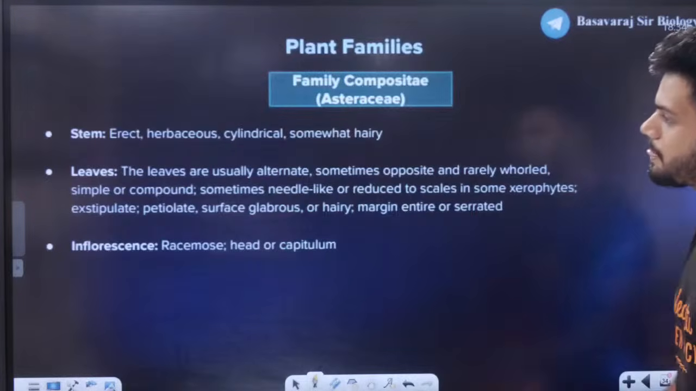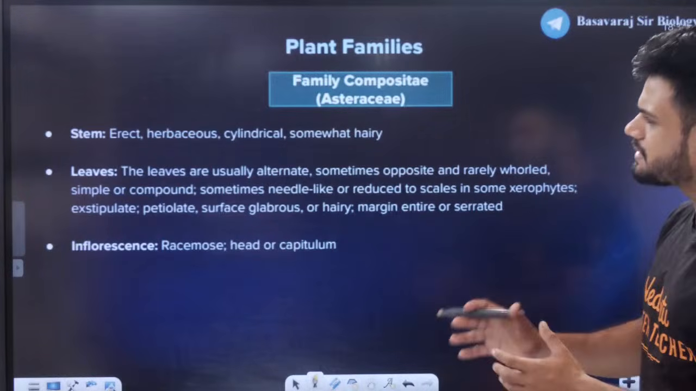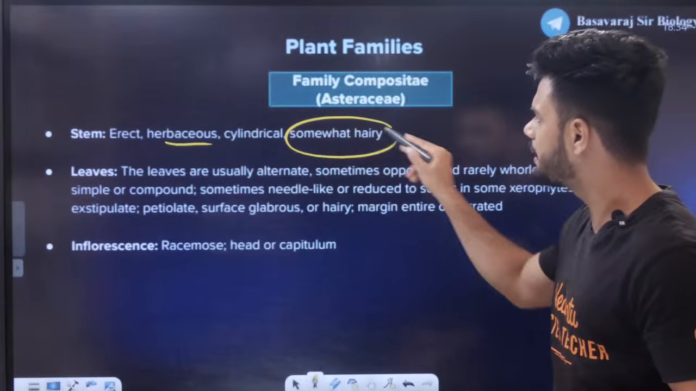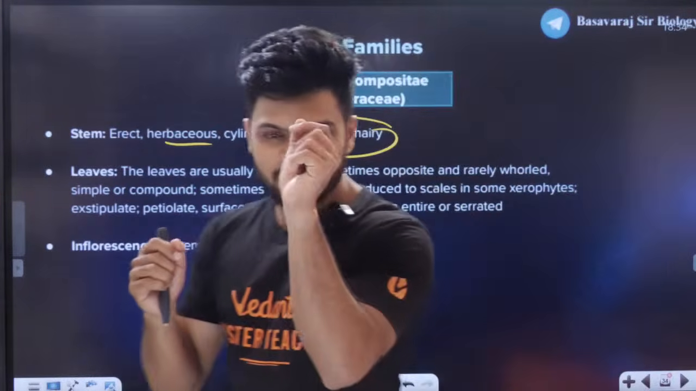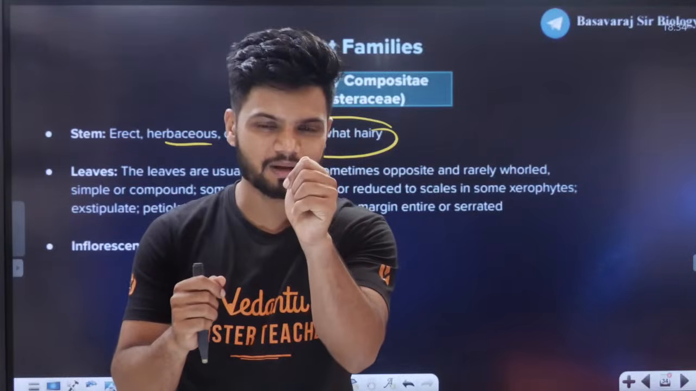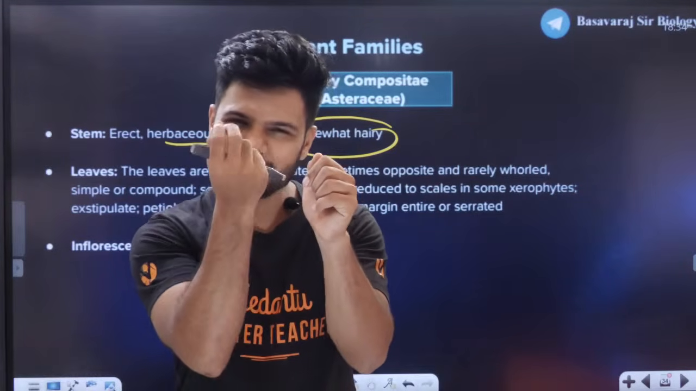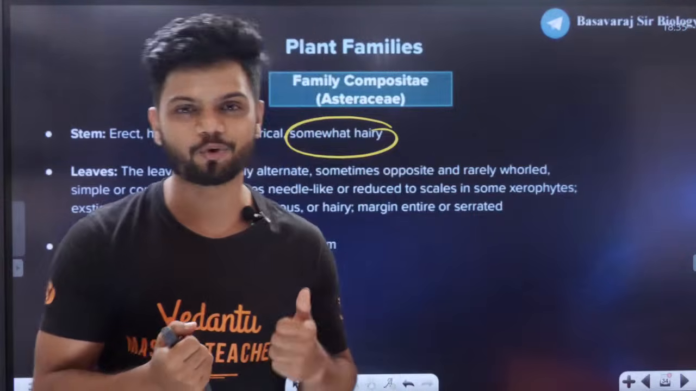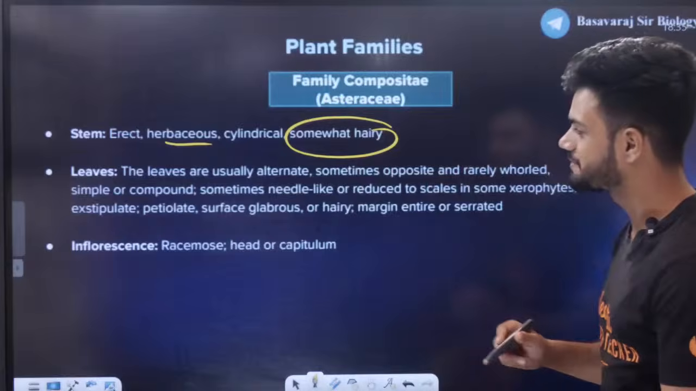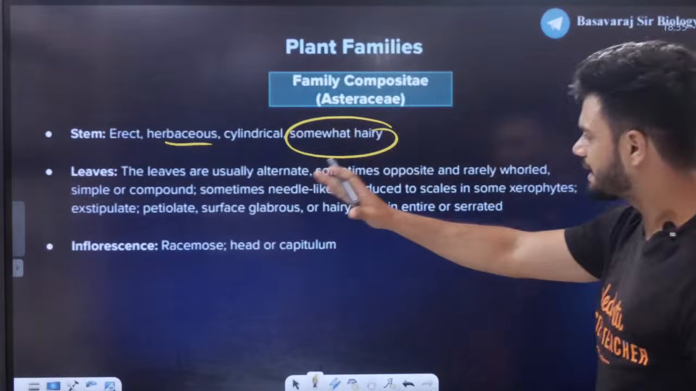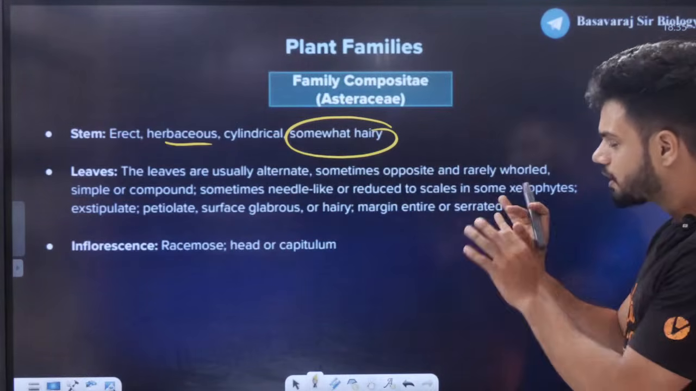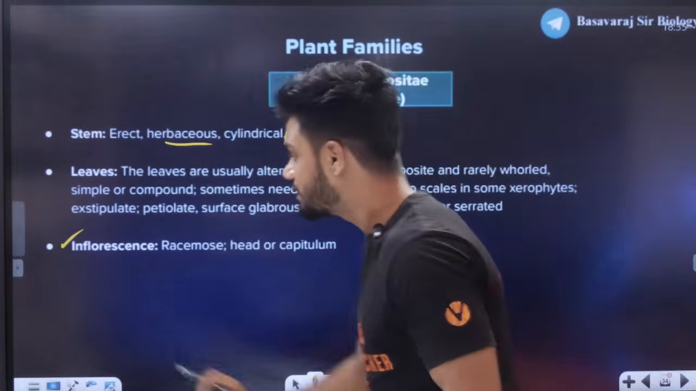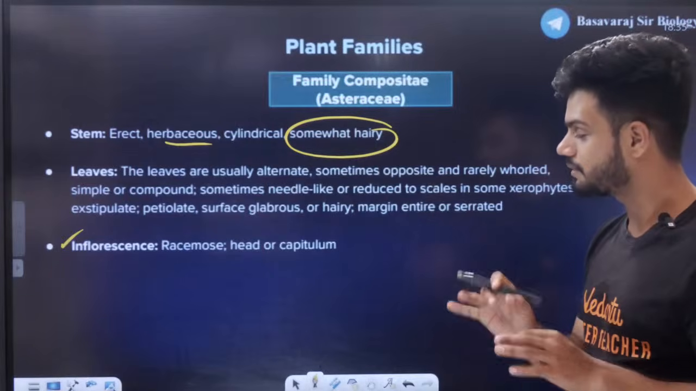Now students, this is very simple. The stem is erect, fibrous, cylindrical, and somewhat hairy. If you take a Helianthus or sunflower stem, it is a little hairy. Small, tiny hair-like particles are present on the stem. Those are called trichomes. The leaves are usually alternate, sometimes opposite, or rarely whorled. What is more important here is to understand the inflorescence. This is the most important part.